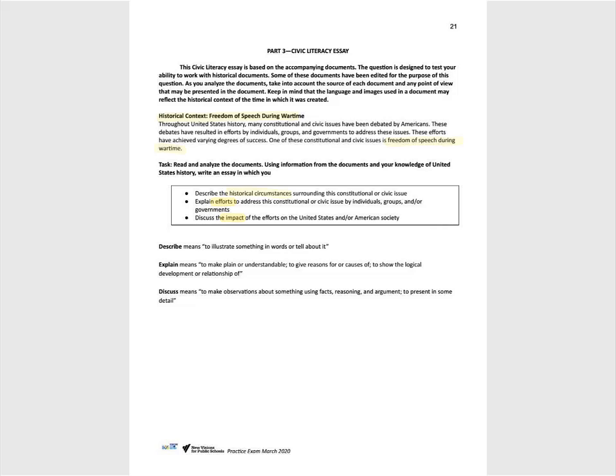So here is a blank format, and we'll go off of this. If you go back to the assignment page and look, the historical context is right here. So reading back through this again: throughout U.S. history, many constitutional and civic issues have been debated by Americans. These debates have resulted in efforts by individuals, groups, and governments to address these issues. These efforts have achieved varying degrees of success. One of these constitutional and civic issues is freedom of speech during wartime.